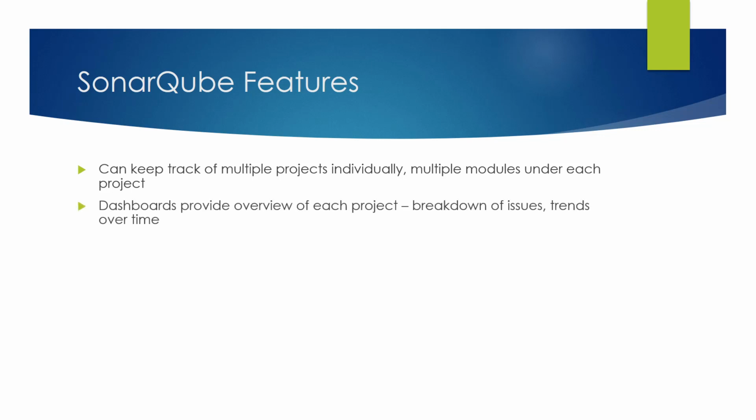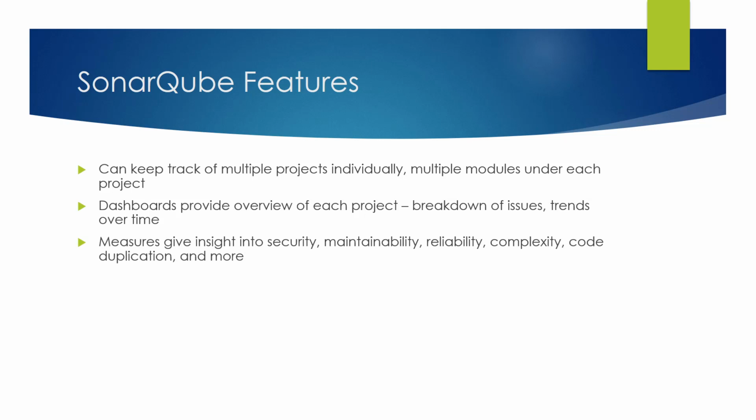Those dashboards will give you the overview of that project, and that includes a breakdown of the issues that have been identified and the trends over time. So you can see if you're getting better, you can see if you're getting worse. And in specific areas, you can target, you can hone in, and you can focus on getting things cleaned up. There are a number of different measures that SonarQube looks at. We're going to talk about those in detail here in just a second. But as you can see, there are a lot of different things that it's going to cover and a lot of different ways it's going to look at your code.